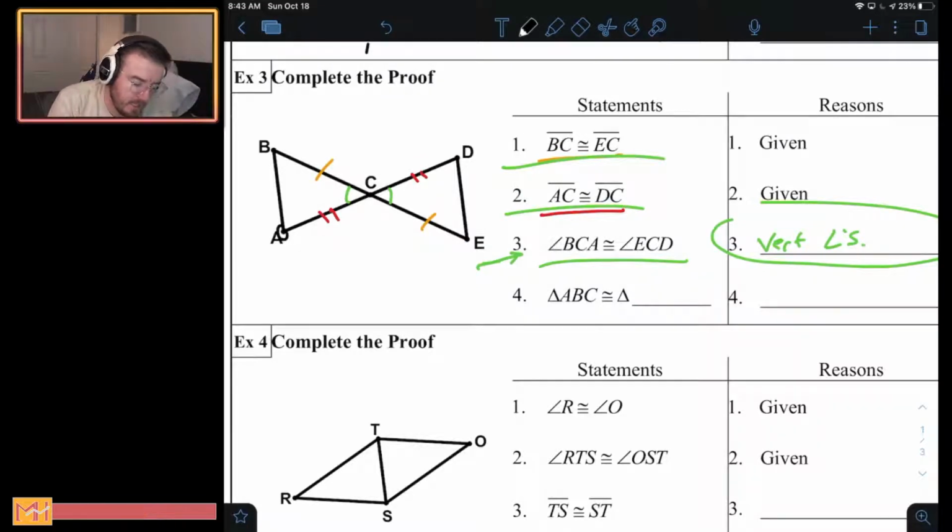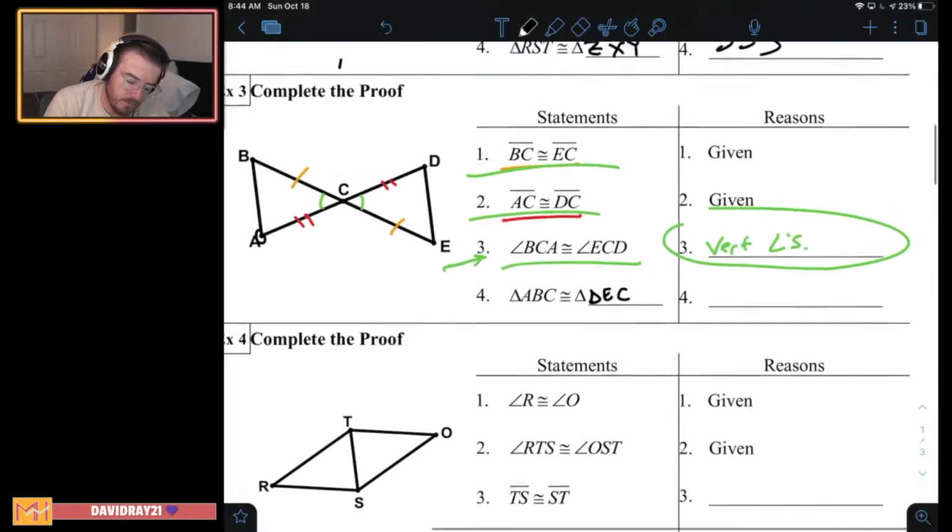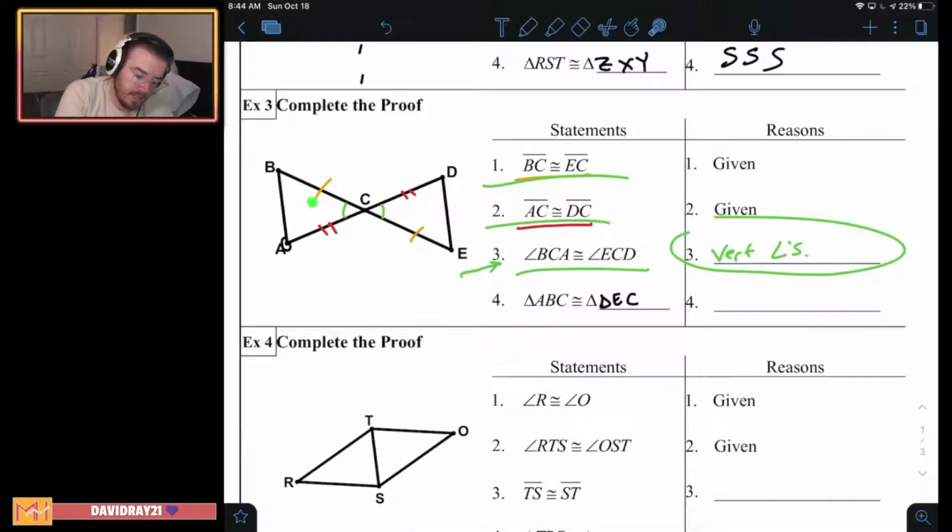So now our statement here, A, be careful here. What is A congruent with? Is it E or D? It's D, right? This segment right here is the one that matches up with this one. So C to A is the same thing as C to D. So D and A match up. And then C matches up with itself. All right, so we have D, E, C. And why are they congruent? Side, angle, side.